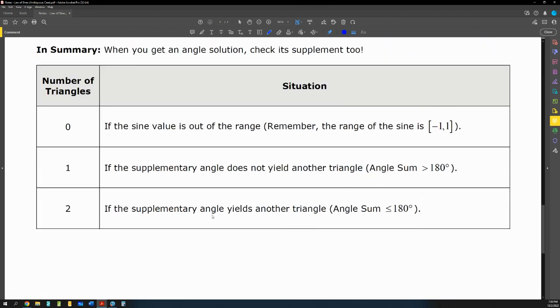And then we have two triangles if the supplement yields another triangle. Therefore, the first two angles sum to less than 180 degrees. Okay, so then you can define that third angle, and the total is going to be equal to 180 degrees. All right?